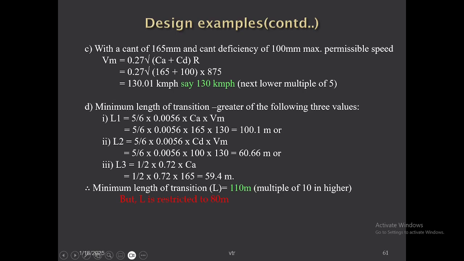So then what to do? To ensure 80 meter, we have to do some compromise. That means 110 meter came from the cant actual, since we are providing 160 mm. So in order to get 80 meter, we have to do some compromise, slightly reducing our cant actual and cant deficiency. We'll see in the next slide how it should be done.